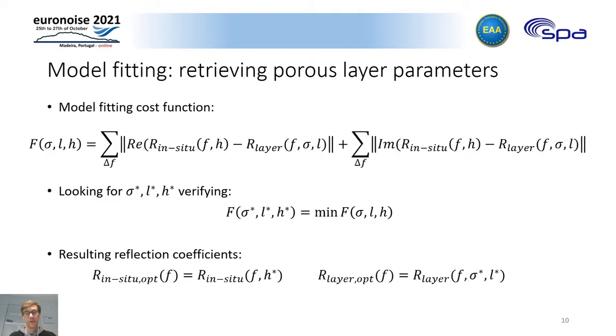So for the model fitting itself, I think it's a rather straightforward approach that we used. We basically used the reflection coefficient that we measured and the reflection coefficient that can be predicted using this standalone porous layer, or maybe you can call it transmission porous layer. And we simply minimize the cost function, that is the difference between the two, looking for the thickness, flow resistivity and probe to sample distance that will minimize this cost function. And from this, we extract the parameters that give this global minimum as the estimated flow resistivity and thickness of the layer.